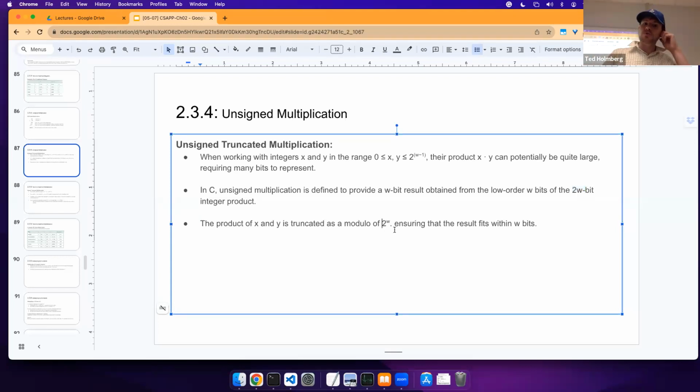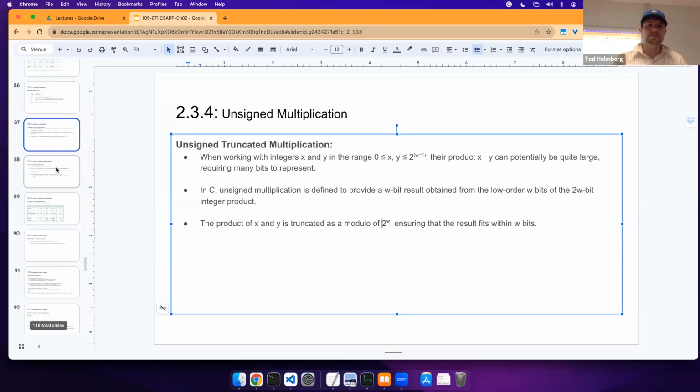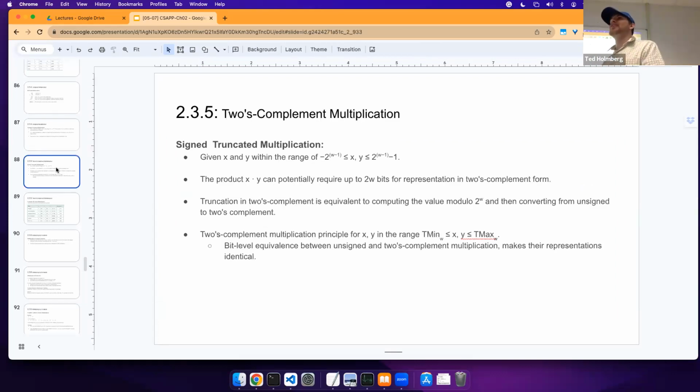So we're going to do something similar, though. We're going to do a modulo operation to ensure that we're inside of 2 to the power of W, ensuring that the result fits within our bits. Which means we just chop off everything that's on the most significant bit, right? And we just re-encode using the least significant bits.